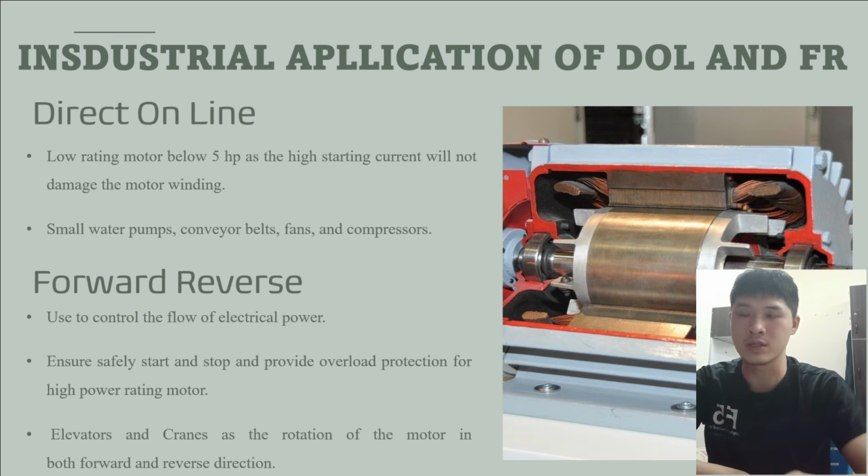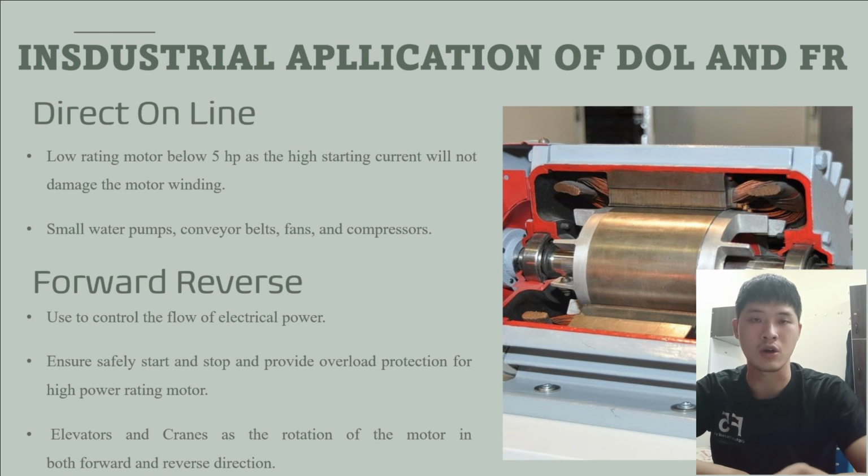Next, I will discuss the industrial application of DOL and the FR motor starter. For the direct online motor starter, the industrial application is normally on low rating motors below 5 HP, as the high starting current of the DOL will not damage the motor windings. Examples are small water pumps, conveyor belts, fans, and compressors using a DOL starter.